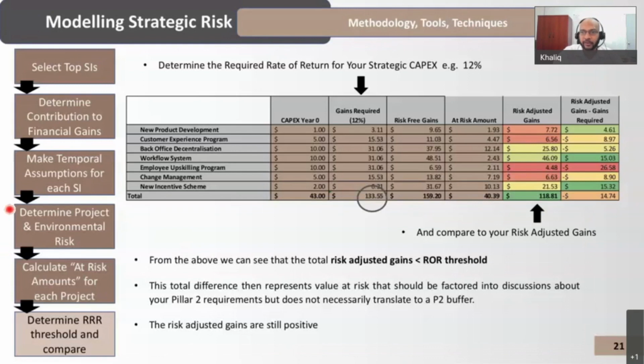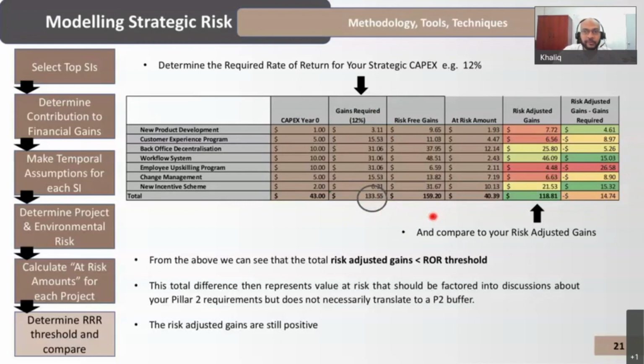Right, so this here sums it up. On this first column, the left-hand column, we have our strategic initiatives. And of course, we have our CapEx in year 0. And let's say we've identified some gains required. Based on our CapEx, let's say we have a 12% requirement, 12% return on capital. And our CapEx is, let's say, $43 million. Then the gains required is, let's say, an annualized rate of 12% over a 10-year period. That comes up to $133 million.